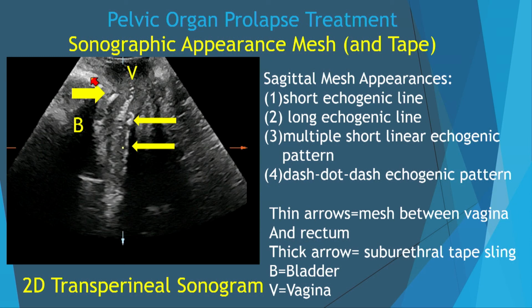So the image here just demonstrates the appearance of both a sling and mesh. And again, here is the symphysis anteriorly, bladder, and then the urethra is right here, and posterior to the urethra is the suburethral sling. Here is the vagina, which has air, and then posterior to the vagina is mesh, because this patient's had a prior vaginal prolapse. And here you see this is the pattern of more of multiple short linear lines.